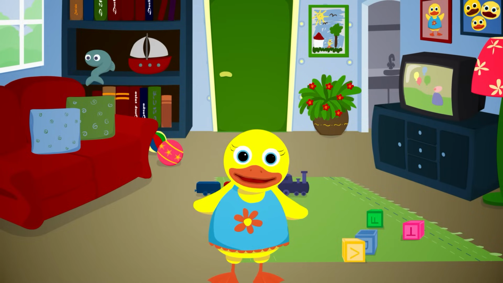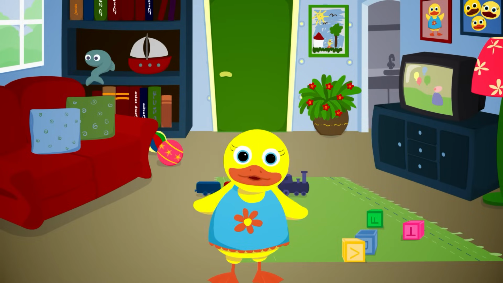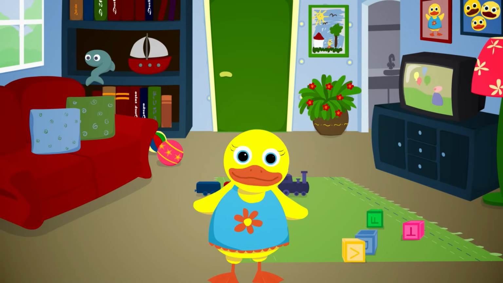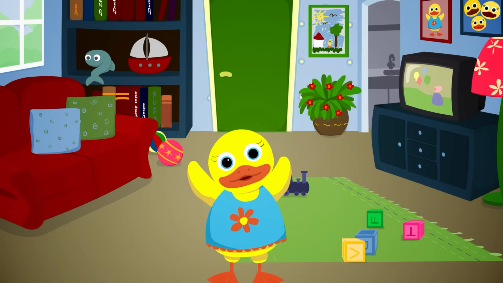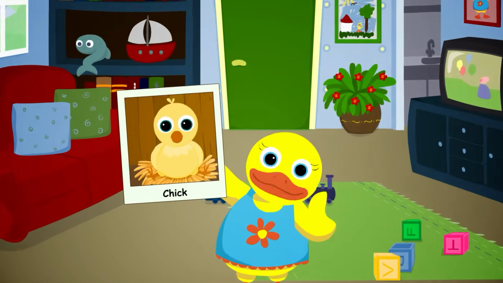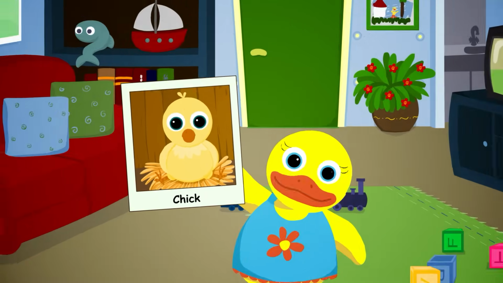That sounds like a baby animal. Do you know what baby animal says cheep, cheep? I think I do. Baby chicks say cheep, cheep. It must be my friend Bella, the baby chick at the door. Chicks are baby birds that have a high voice and say cheep, cheep, just like my friend Bella.